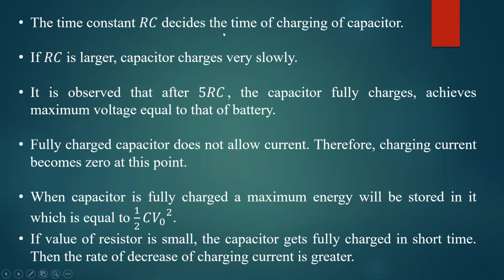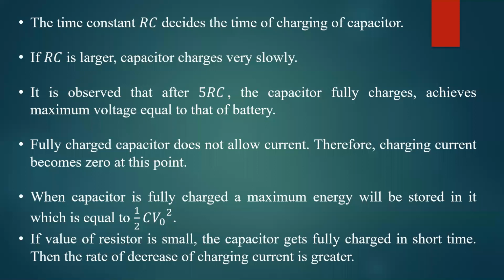The time constant RC decides the time of charging of the capacitor. The value of resistance and value of capacitance connected in the circuit decides the time of charging. If RC is larger, the capacitor charges very slowly, so it takes more time. RC is larger means what? Time constant is more. What does a larger time constant mean? To reach 63.2% charge it needs more time, so the capacitor charges very slowly.